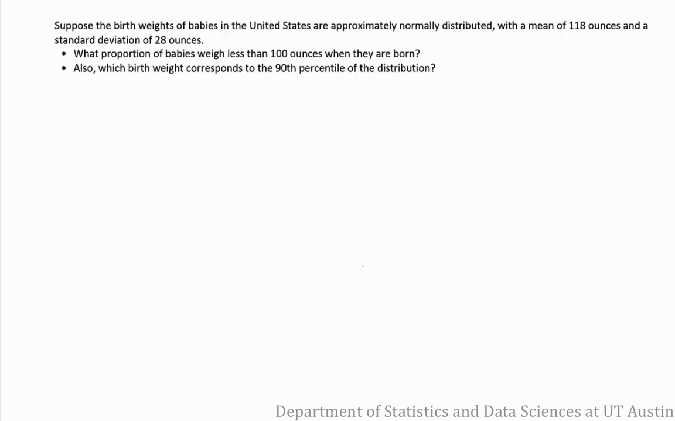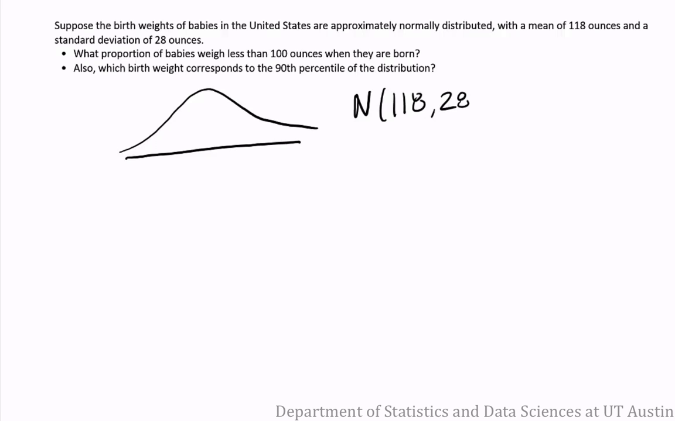In this hand calculation video, we're going to be calculating z-scores and finding the probability under different areas of the normal distribution. So for this problem, our population of interest is the birth weights of babies born in the United States. And we see that they are normally distributed with a mean of 118 ounces and a standard deviation of 28 ounces.